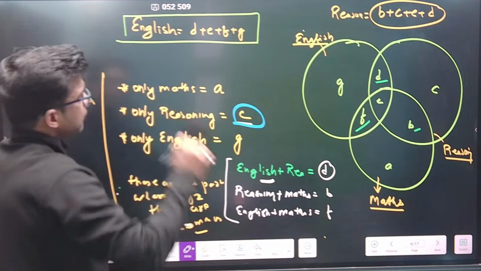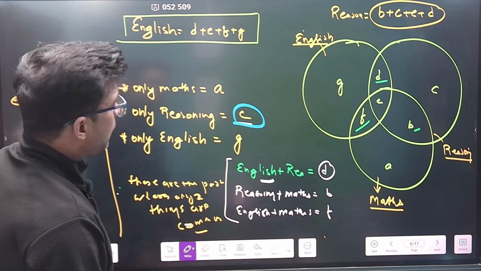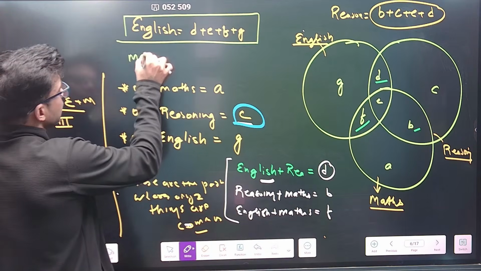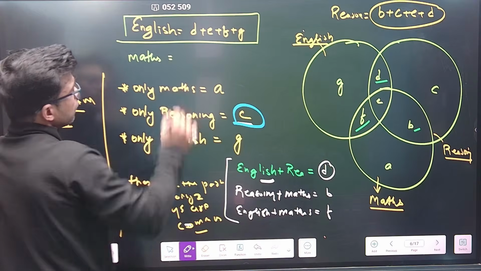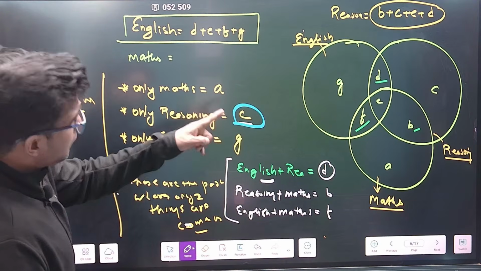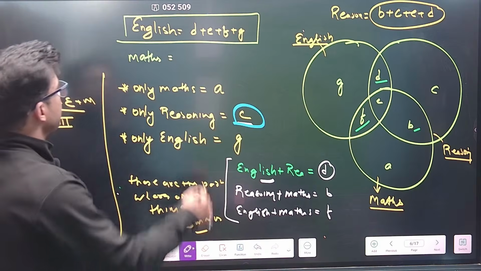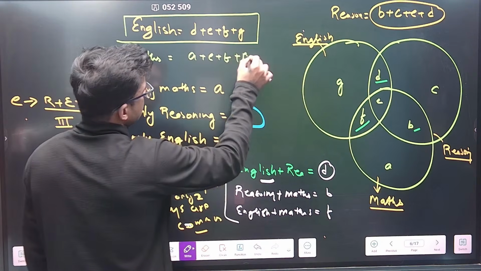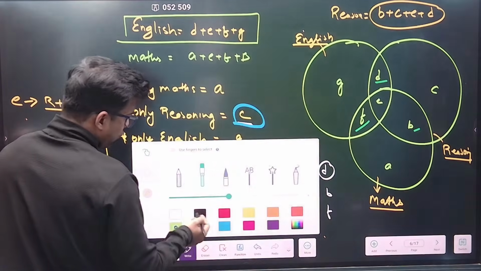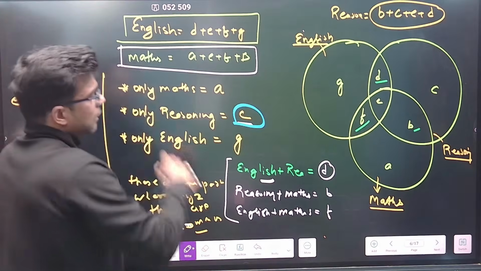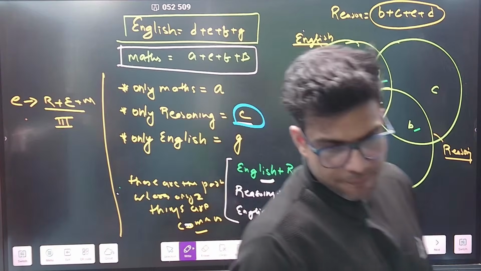D, E, F, G. Now if I say only maths part, it would be A, E, F, B. A plus E plus F plus B. Correct? I hope this is clear to everybody.